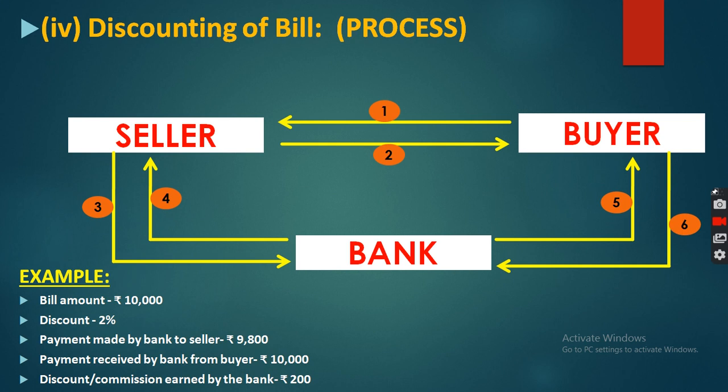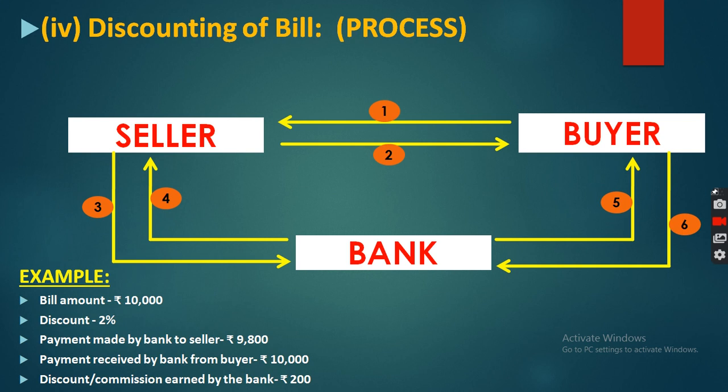9,800. 10,000 na 2% means 200 rupees. So after deducting 200 rupees from 10,000, bank will pay, in fourth step, bank will pay 9,800 to seller. Then here after maturity period, clear? Maturity period means 3 months. Credit period is 3 months.